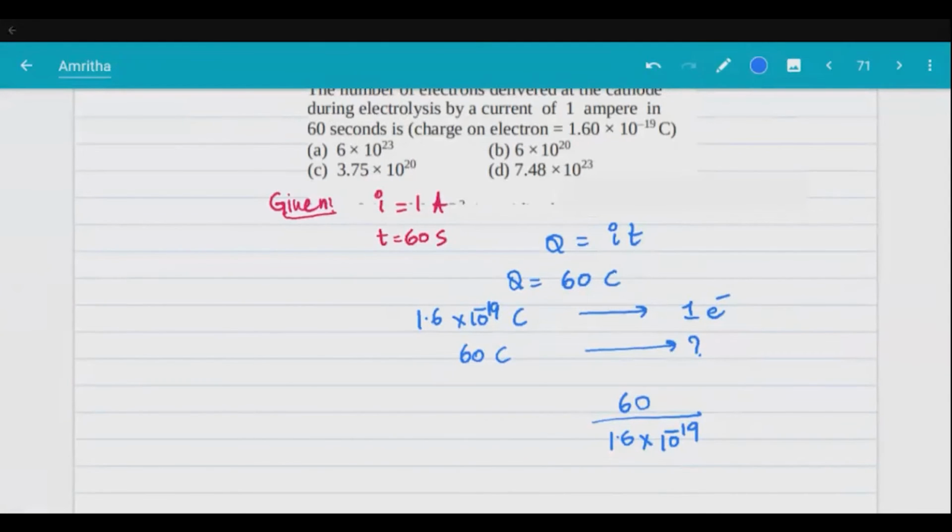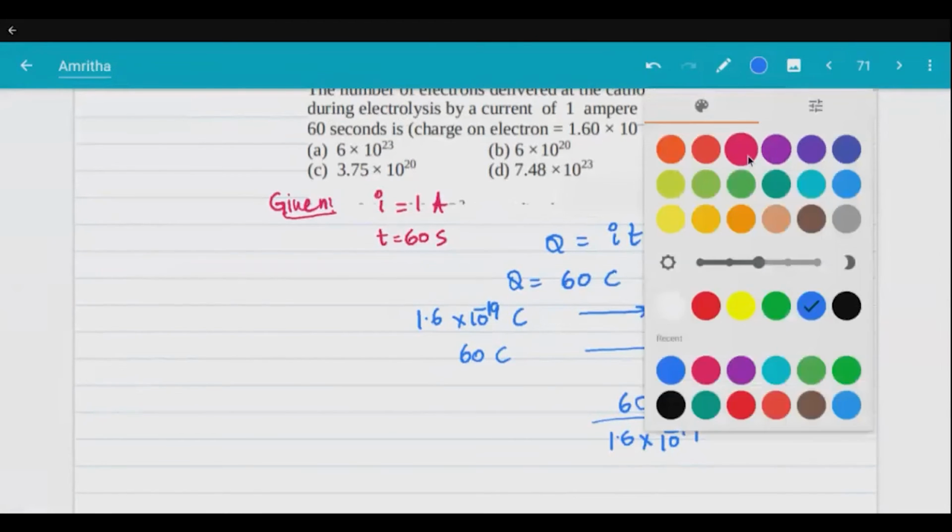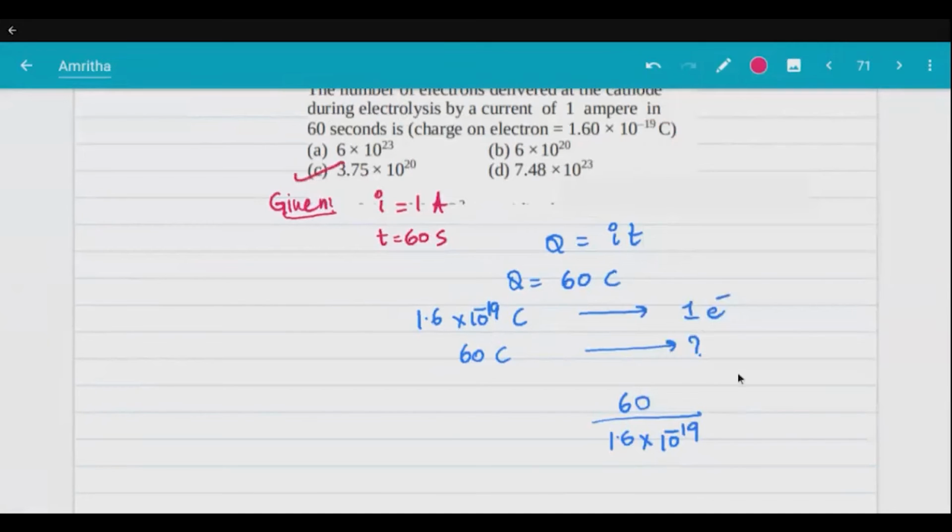Sixty by 1.6. How much? So exactly, right? This is the correct answer. 3.75. Okay, this is 37.5 into 10 power minus 19. So 3.75 into 10 power minus 20. Okay, so 10 power 20, 19 and 20. This not minus.